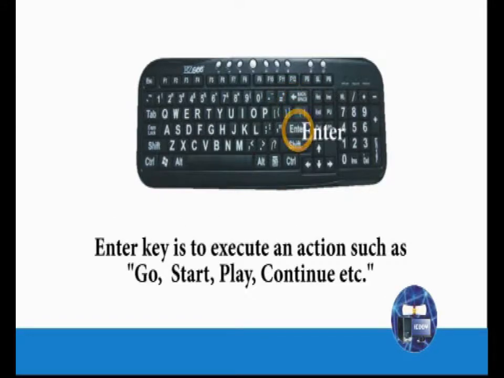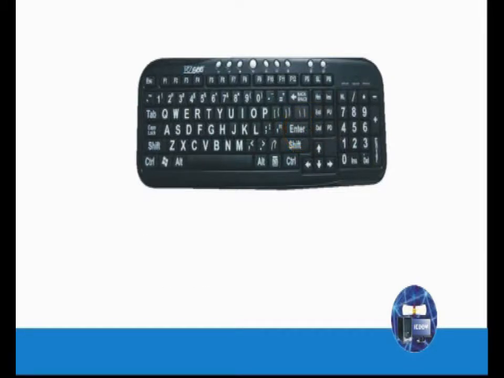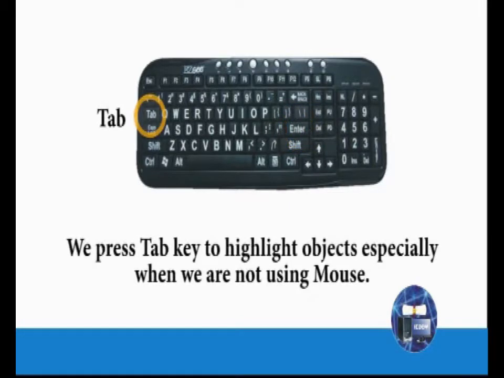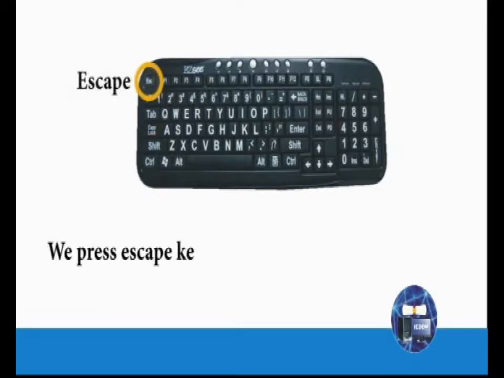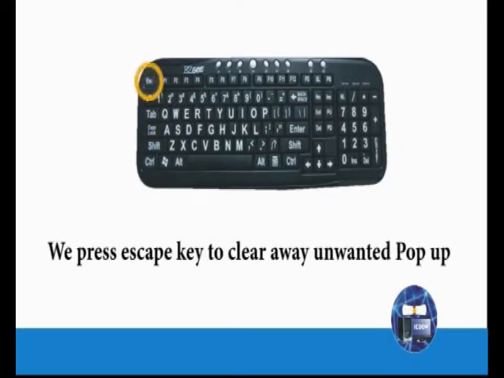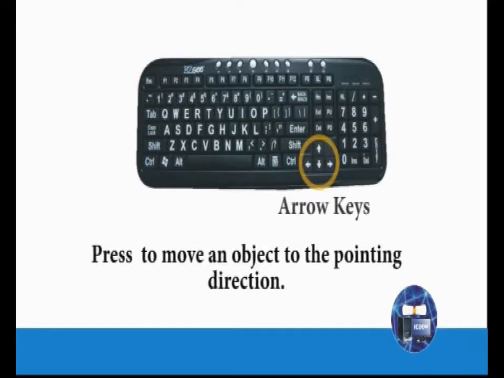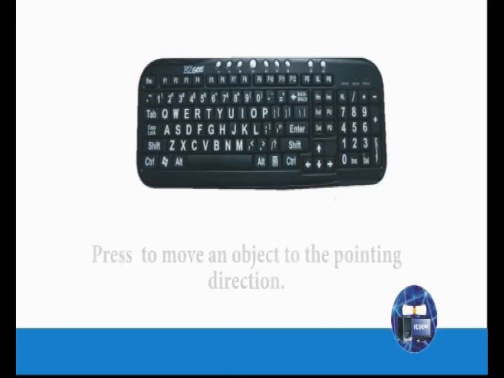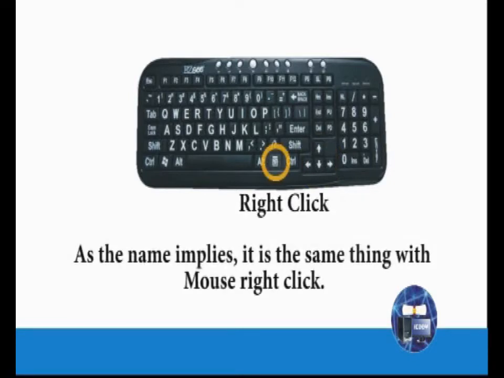Enter key is to execute an action such as go, start, play, continue, move to the next line, etc. We press Tab key to highlight objects, especially when we're not using mouse. We press Escape key to clear away unwanted pop-ups. Arrow keys are pressed to move an object or page in the pointing directions. Right-click, as the name implies, is the same thing as the mouse right-click.